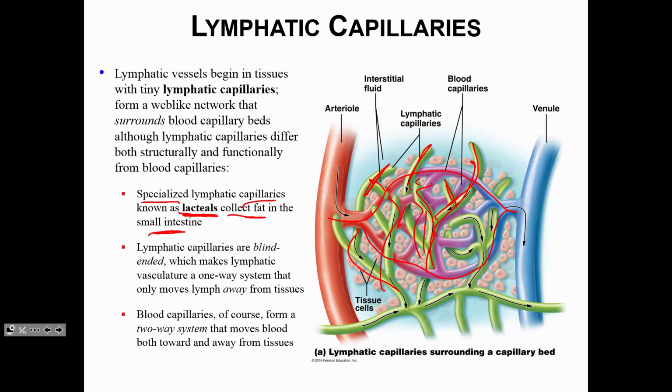The next thing we need to point out is that they're blind-ended, which means the lymphatic vasculature is a one-way system. Lymph only moves away from tissues. It doesn't go to the tissues, and that's different from the cardiovascular system. Blood capillaries are a two-way system because they move blood to the tissues and away from the tissues. So that's where the lymphatic system is very different: it's a one-way system.